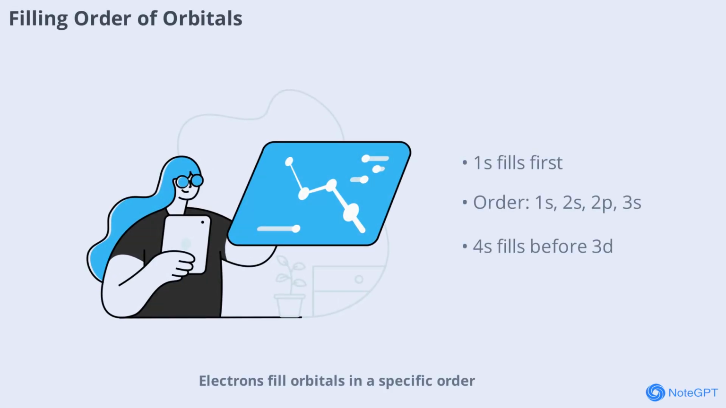Electrons fill orbitals in a specific order, starting with the lowest energy level. The general sequence is 1s, 2s, 2p, 3s, 3p, 4s, 3d, 4p, and so on. This order is determined by the relative energies of the orbitals, which sometimes means that a higher shell fills before a lower one. Understanding this sequence is vital for writing correct electronic configurations.